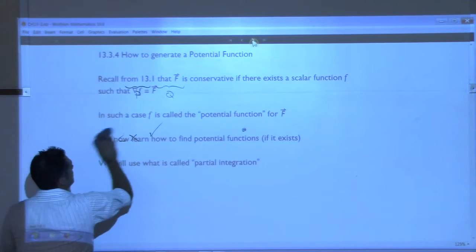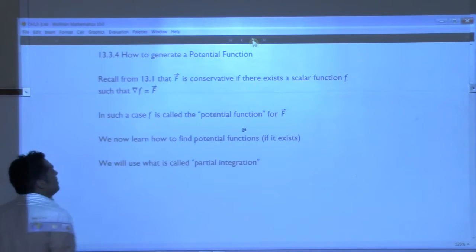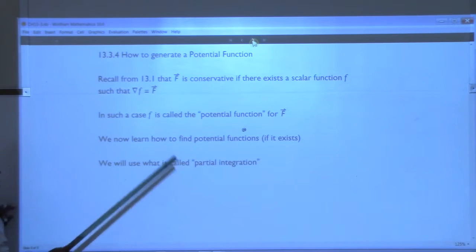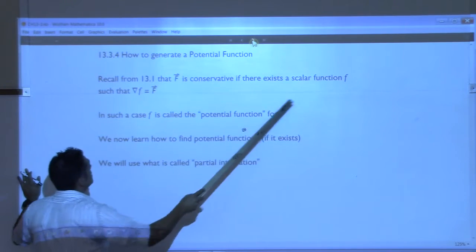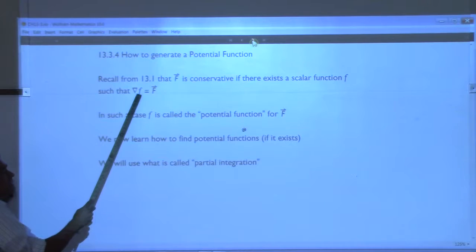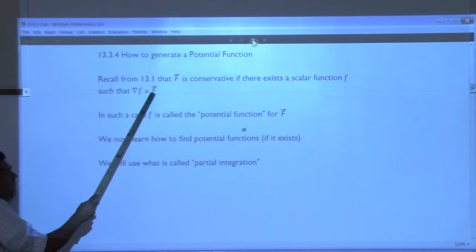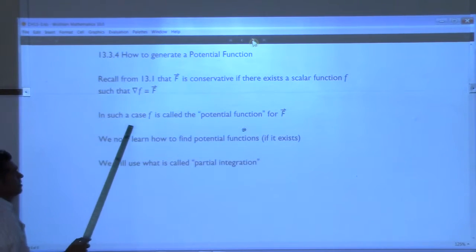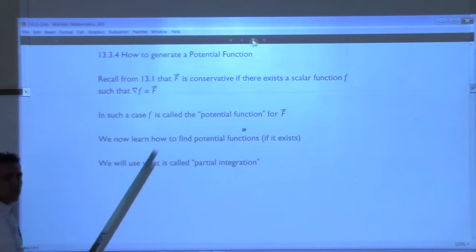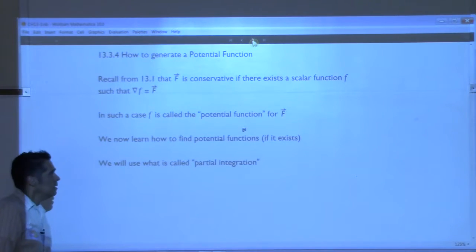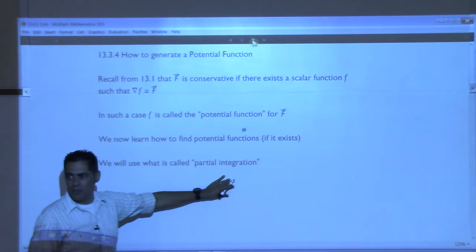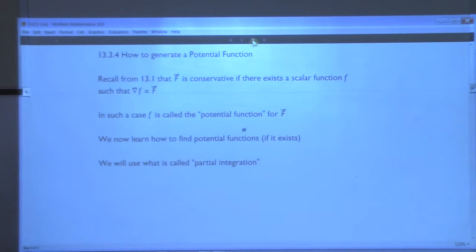Now, recall from 13.1 that saying F is a conservative vector field means that there exists some scalar function little f such that when we take the gradient of little f, we get the vector field. In such a case, little f is called the potential function for the field F. We now talk about how we go about finding it, and what we're going to use is something called partial integration. Not integration, partial integration. Just like derivative, partial derivative, same idea.